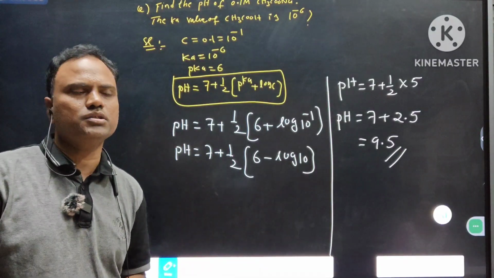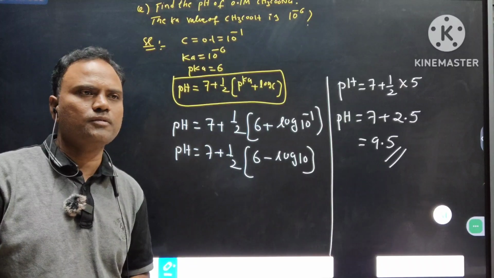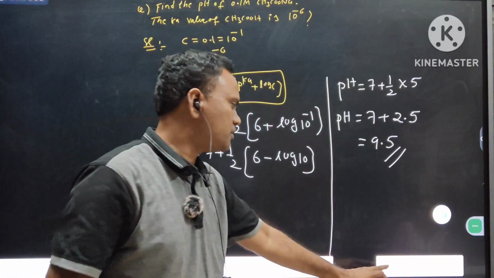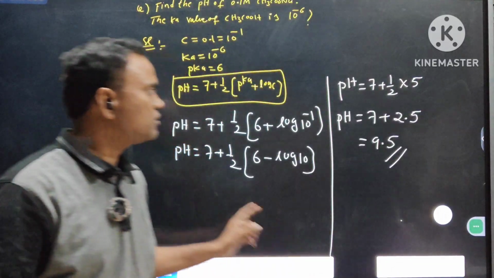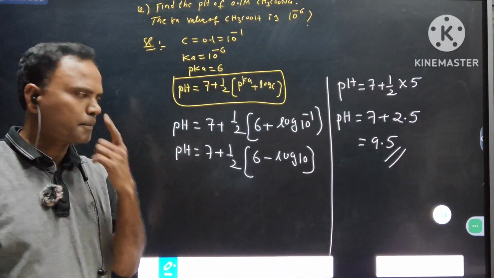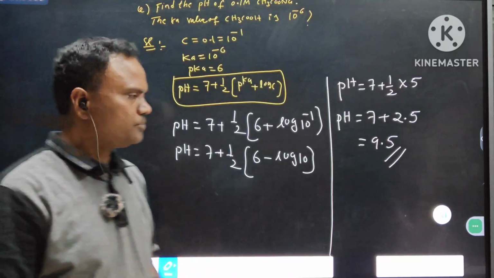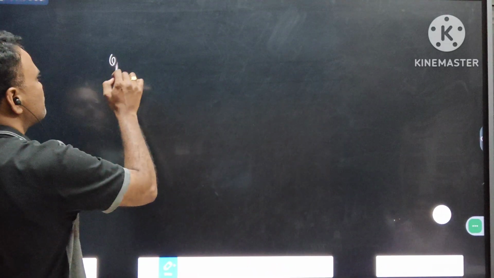Similarly, other models also we can do like this. Now do this question, another one. Have you completed the previous question? Online students, are you following? All of you? Next question.